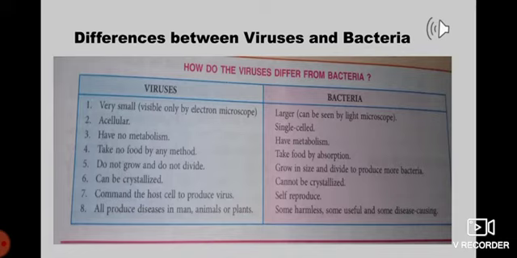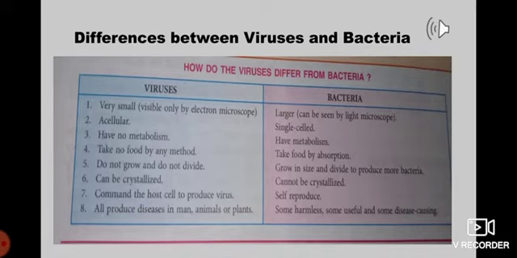Point 6, viruses can be crystallized. As we studied, viruses can remain inactive and they can be kept in liquid nitrogen at a very low temperature for a long period of time. Bacteria cannot be crystallized. If they are kept in liquid nitrogen, they will most probably die.